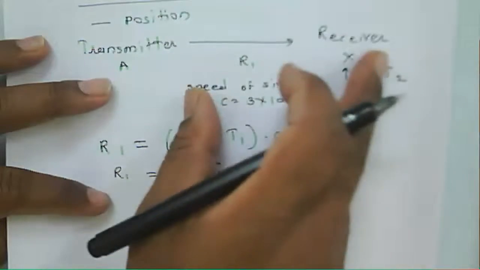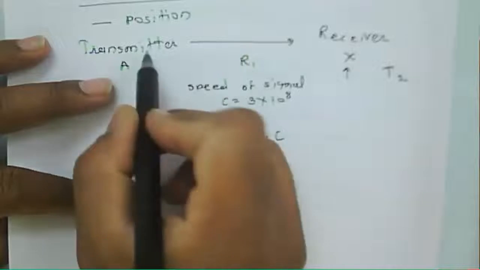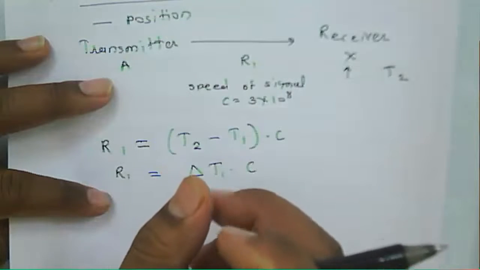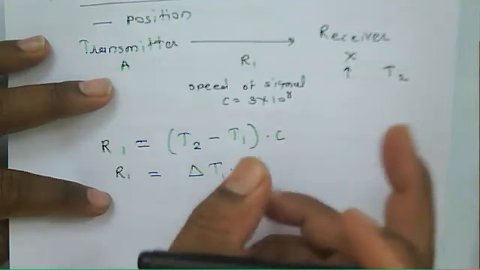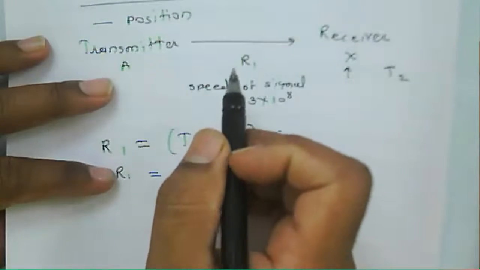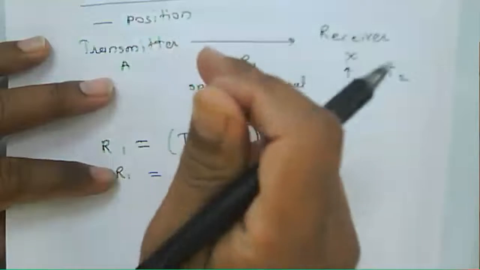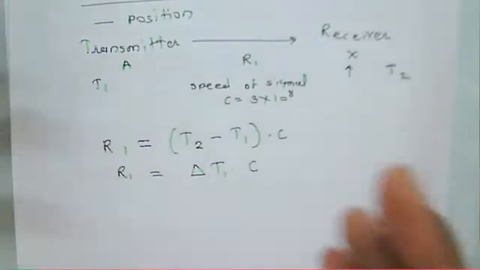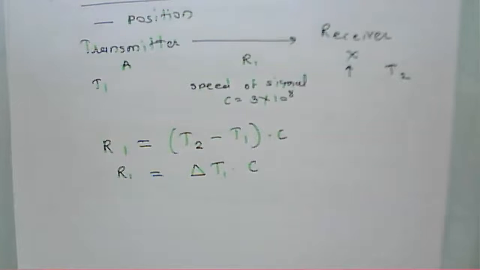Here we are just obtaining a distance between the transmitter and receiver, but we are not obtaining anything regarding the direction. What is the position or direction of that particular transmitter and receiver? Here it is just distance. The transmitter and receiver are there, but we are not able to get the position of that particular transmitter through this.